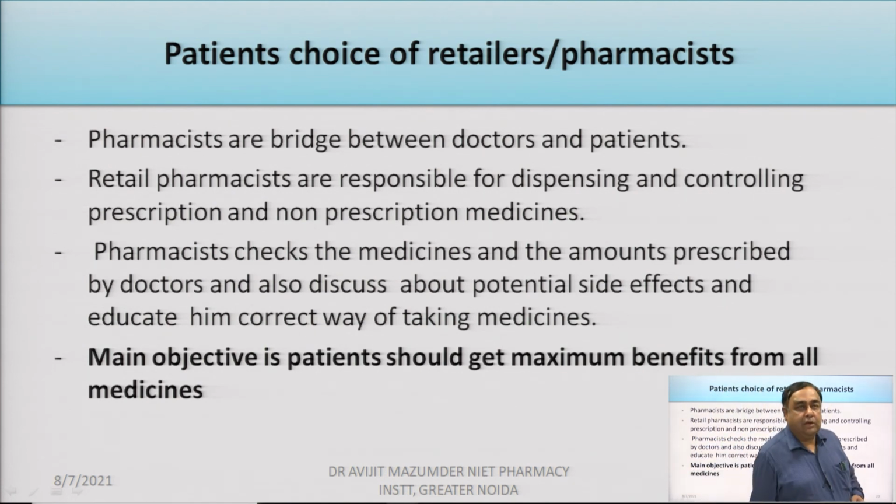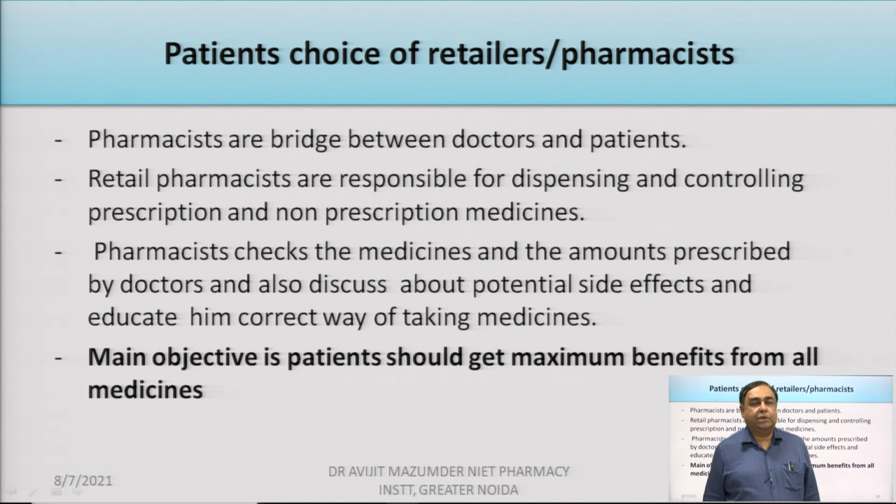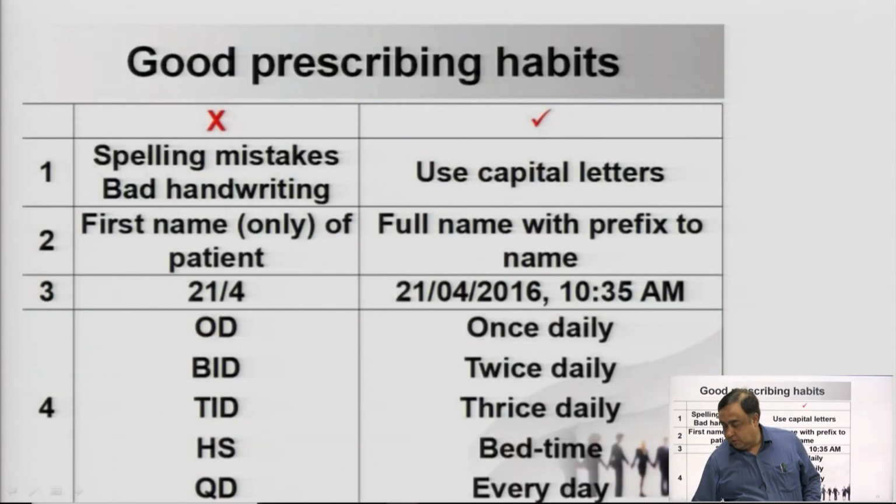Patient choice for retailers and pharmacists, who are the bridge between the doctors and the patients. The retail pharmacists are responsible for dispensing and controlling prescription and non-prescription medicine. Pharmacist checks the medicine and amount prescribed by the doctors. He will highlight whether there are any side effects and educate the patients on how to take the medicine. The main objective is that the patient should get the maximum benefits from all medicines.